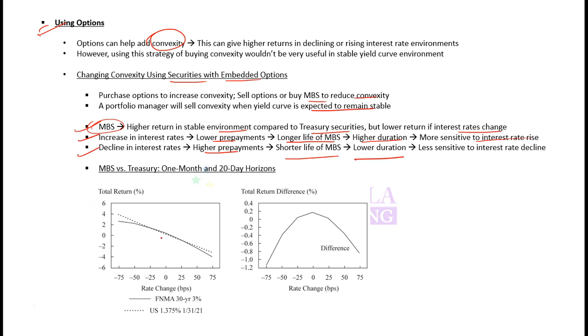MBS versus treasury strategy. Here is a graph that shows you total return characteristics of MBS versus treasury. So I think this is your MBS, this solid line, and this dotted line is your treasury. So if you look into the total return, you will see that MBS have some convexity. So MBS have convexity compared to treasury gov. And this is total return difference. That is how does total return change with change in rate.